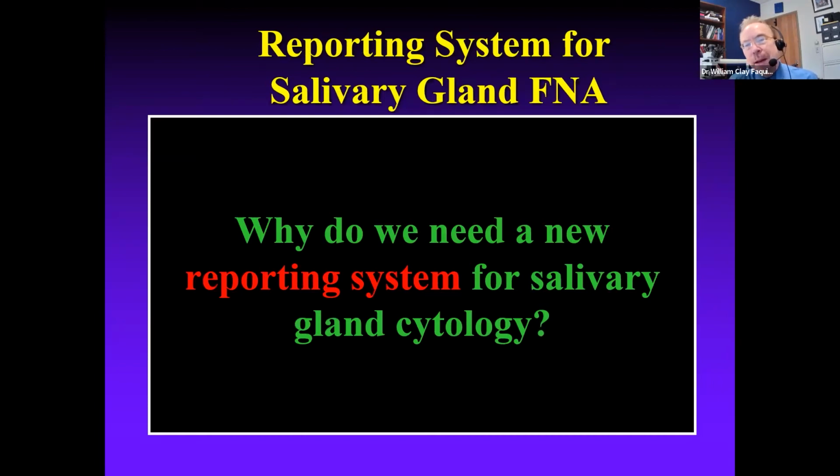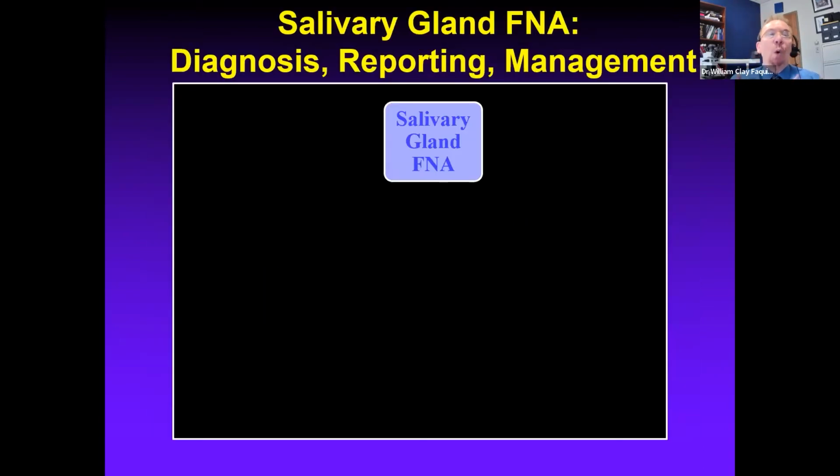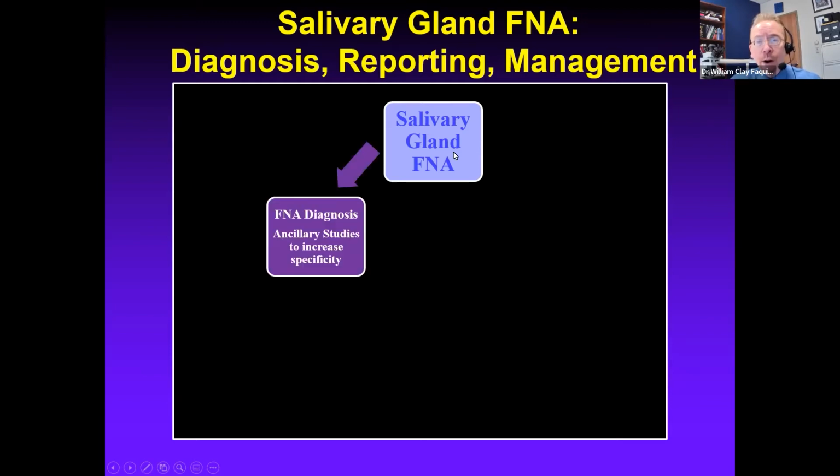So let's talk about the reporting system. Why do we need a reporting system for salivary gland cytology? Obviously, we want uniformity in the way that all of us around the world are providing our diagnosis to the treating clinician. So you have a patient come in who has a salivary gland mass, and it's decided that a fine needle aspiration is warranted.